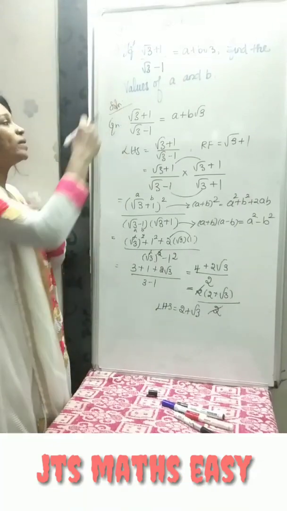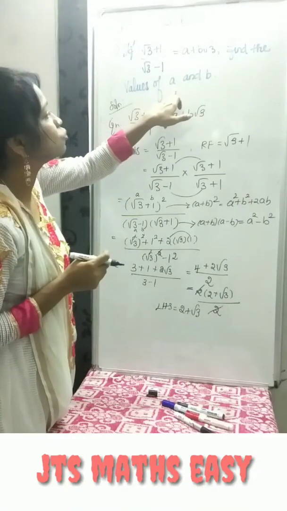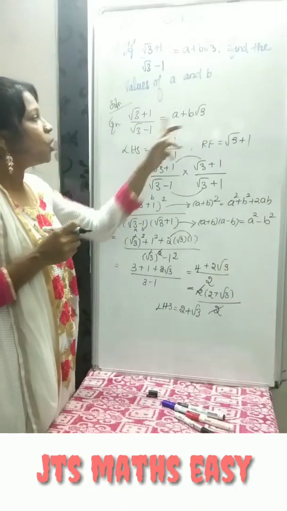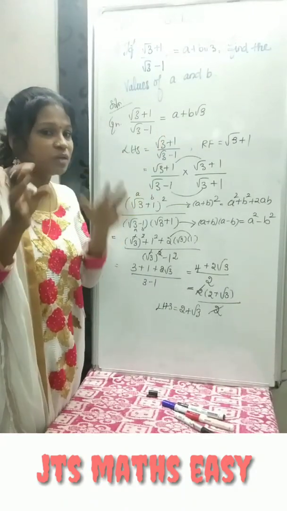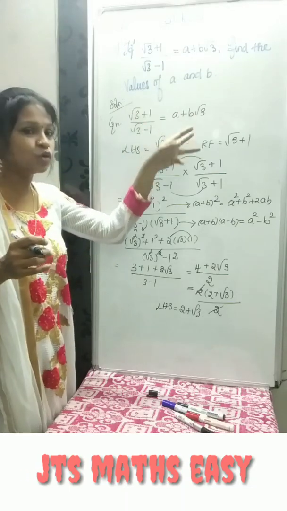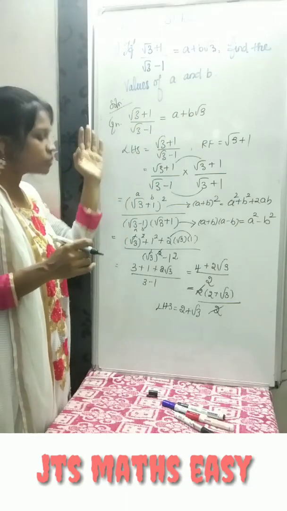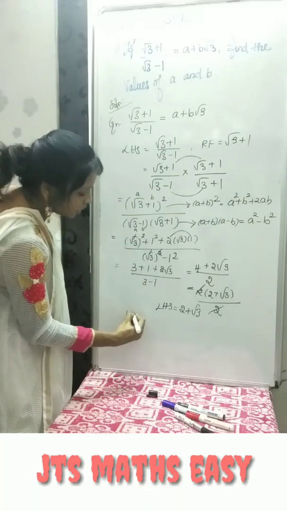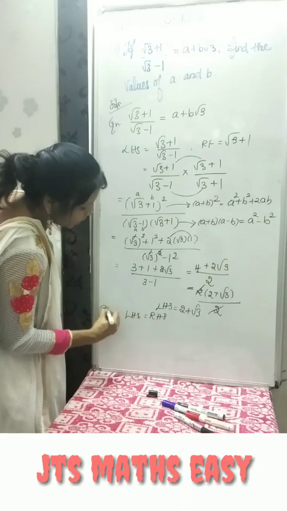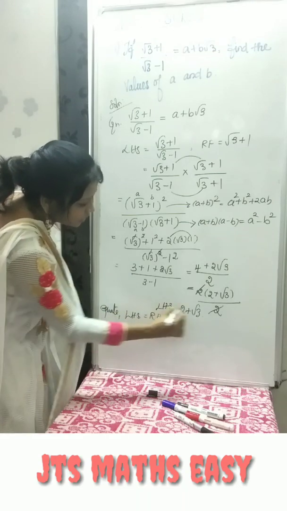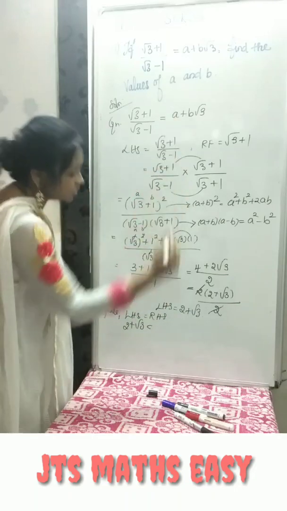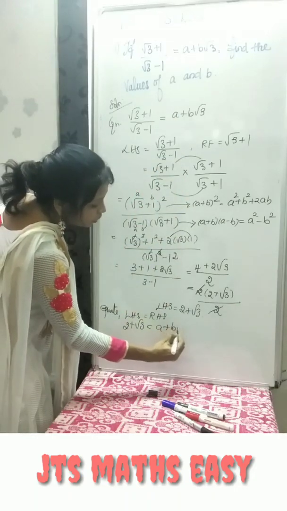But actually the question is we want to find the values of a and b. Okay, here we have the RHS also. The RHS, what is given, is a plus b root 3. So now you have to equate, because it is given that they are equal. So you have to equate your LHS is equal to RHS. So you should equate both. Okay, so LHS is nothing but 2 plus root 3 and your RHS is nothing but a plus b root 3.